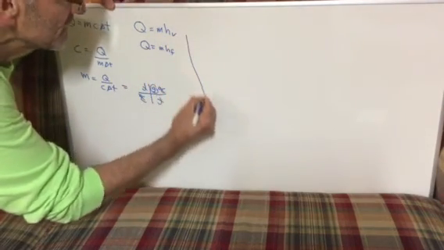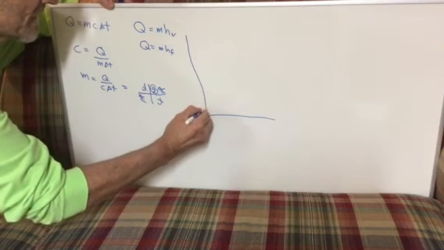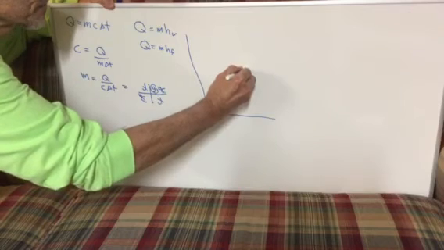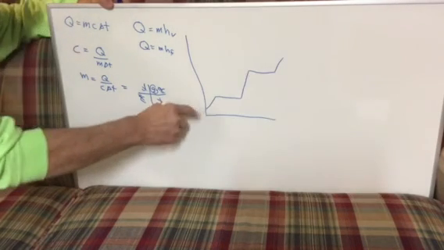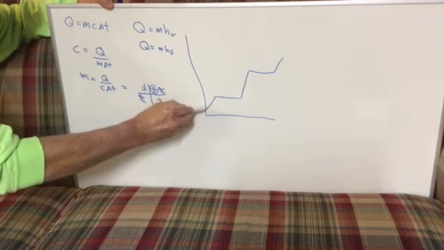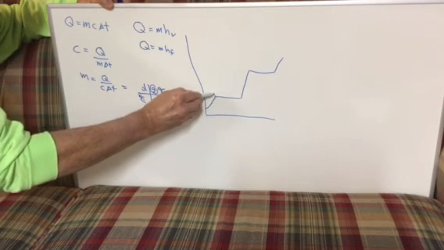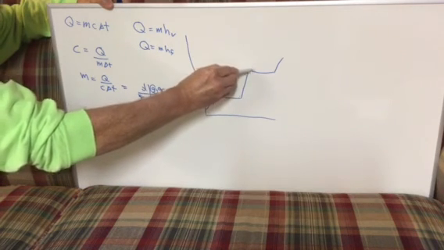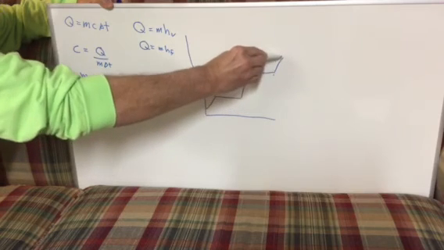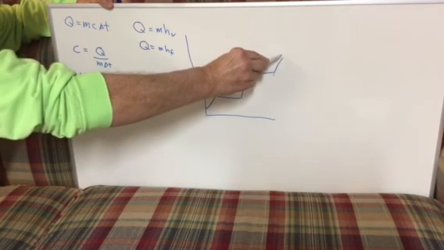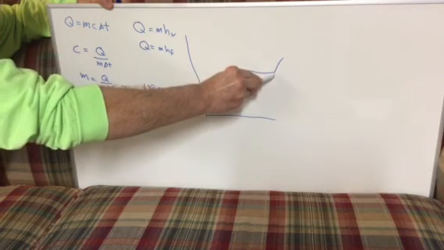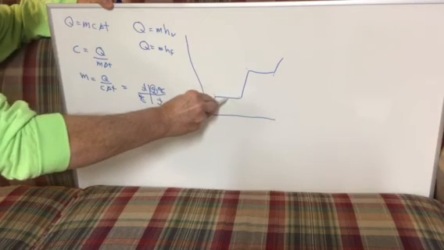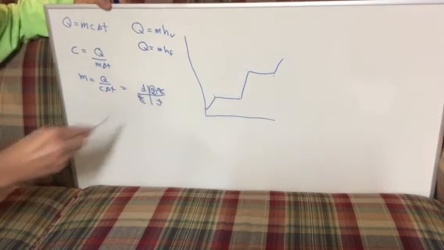And don't forget, I know my drawing is pretty bad, but you need to be able to look at a phase diagram. Remember, from here to here is the solid warming. Here to here is the solid melting. Here to here is the liquid warming. Here to here is the liquid boiling. And here's the vapor increasing in heat. If you go the other direction, the vapor is losing heat. The vapor is condensing to a liquid. The liquid is lowering its temperature. The liquid is freezing. And now the solid is losing its heat.